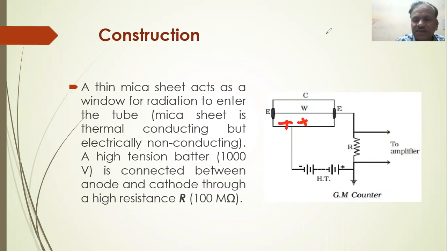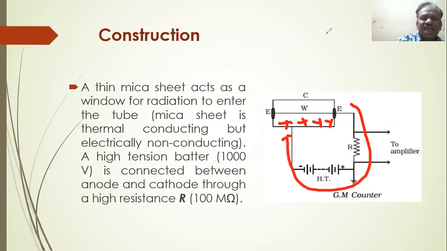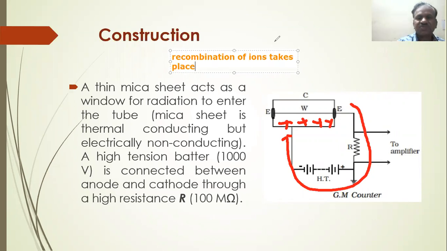Next, students, as I told you, this is the cathode, so positive ions are there. Then what is the purpose of using bromine gas, alcohol gas, and all that? Electrons travel like this. Already some positive ions are there on the inner layer of the cylinder. Now, there is a recombination of ions that takes place here. As a result, it converts into a neutral atom.